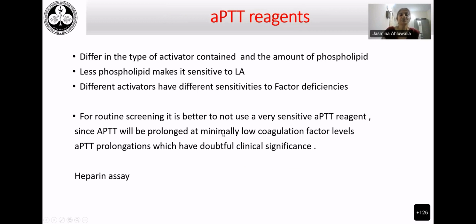For routine screening, it is better to not use a very sensitive APTT reagent, since what we will find is that then the APTT will be prolonged even when there is a minor fall in the coagulation factor levels. I would like to look for a bleeding disorder where there is a significant decrease in the clotting factor, say 30% or less. I do not want to look at a prolonged APTT in a person who has a clotting factor of 47, because he's not likely to bleed because of that. His clotting time may be abnormal, but he may not bleed. But in the lab, I might need to do more and more tests to find out why this APTT is prolonged. So we don't recommend using a very sensitive APTT reagent if you're doing routine work. And for heparin, we should use some reagents which will be sensitive to heparin.